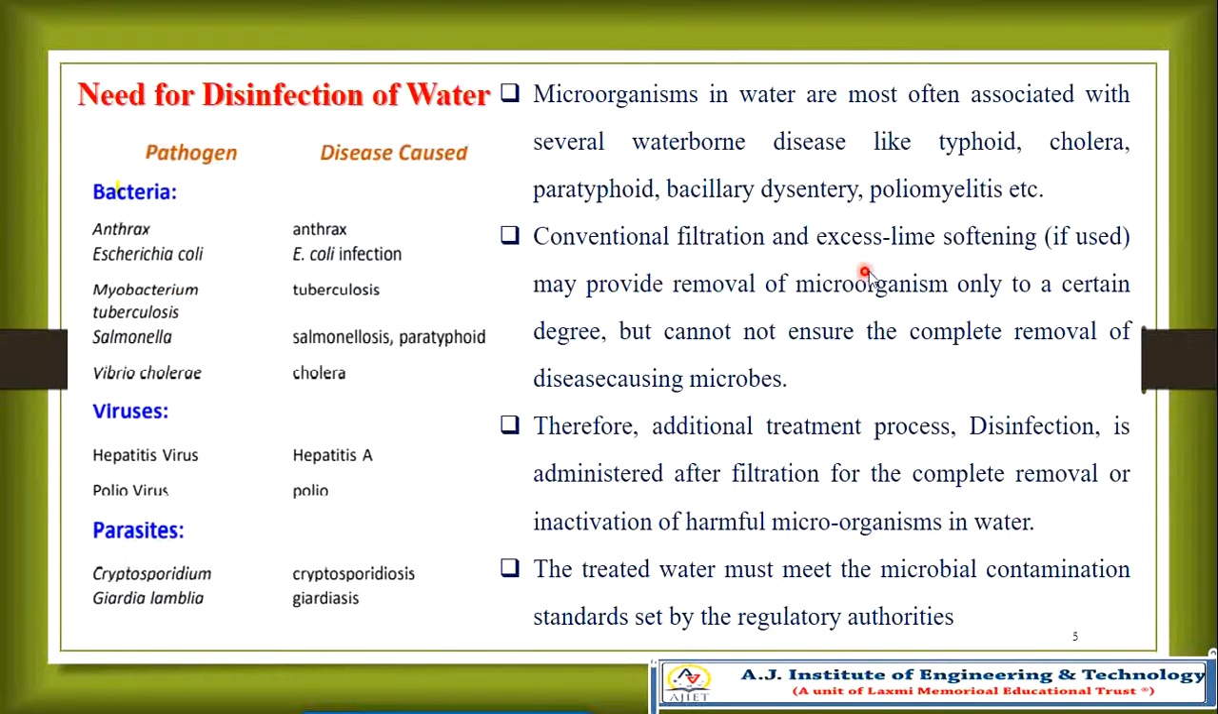That should not come into our body, so we need disinfection. Conventional filtration and excess lime softening, if used, may provide removal of organisms only to a certain degree but cannot ensure complete removal of disease-causing microbes. I already told you that filtration cannot remove all kinds of microorganisms; it can remove only about 80%. If the remaining 20% of disease-causing microbes are not removed, they will be transferred to our bodies. So that has to be removed by disinfection only.